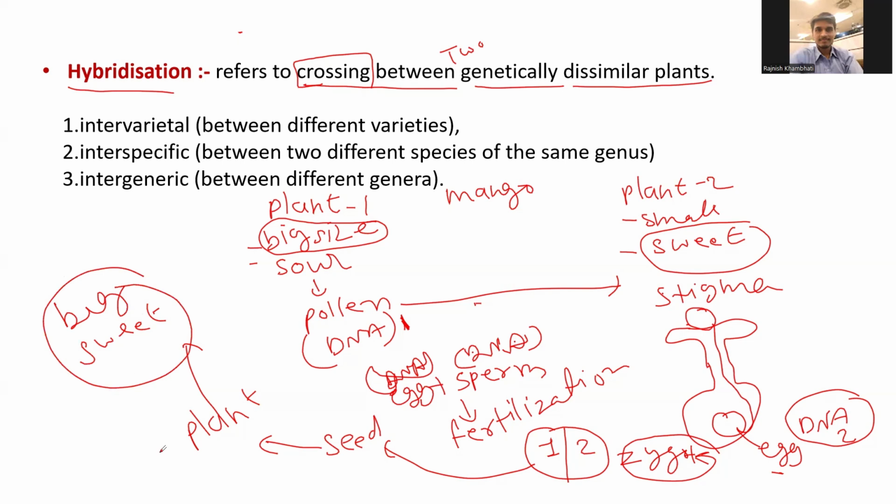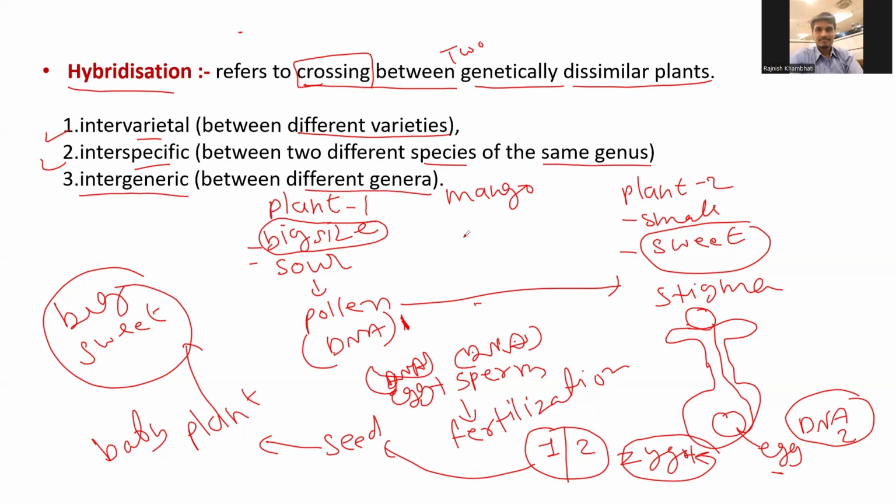Now you can see the baby plant's fruit is big as plant 1 and sweet as plant 2. So this process is known as hybridization. Now there are many ways to do this hybridization. One is called intervarietal, means between two different varieties. Second is known as interspecific, means between two different species of the same genus. And the third type is called intergeneric, means between different genera.